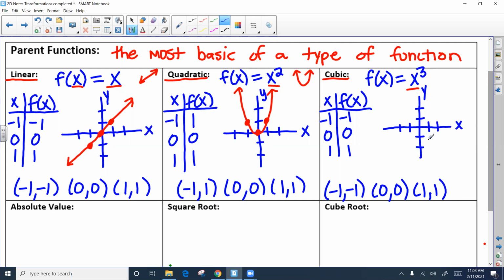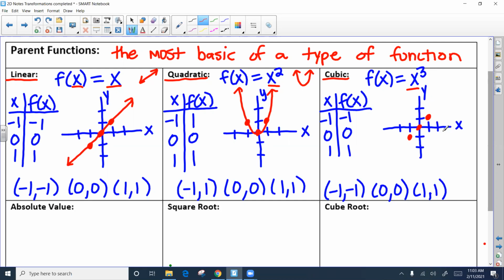Okay, so I'm going to draw my coordinate plane. And I'm going to graph my coordinate points, -1, -1, 0, 0, and 1, 1. But this is not a line, it's not linear. A cubic function is going to be a curved function.